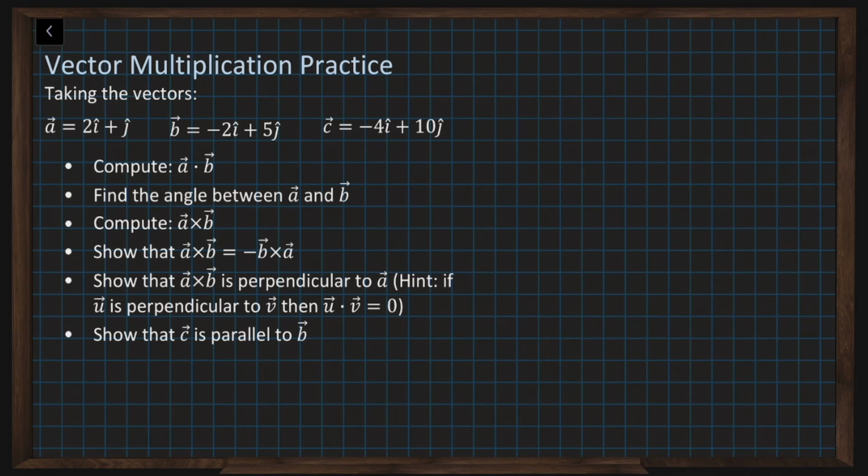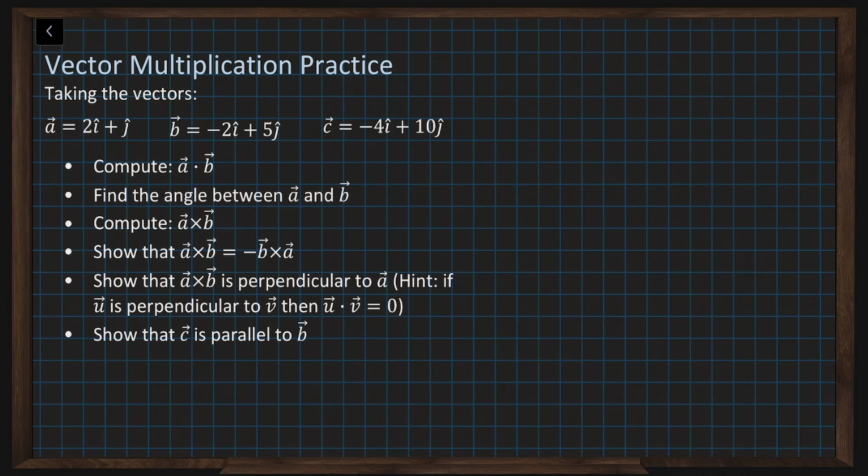We then find the angle between a and b. We compute the cross product of a and b. Then we show that a cross b is equal to minus b cross a. Then we show that a cross b is perpendicular to the vector a. And finally, we show that c is parallel to b.